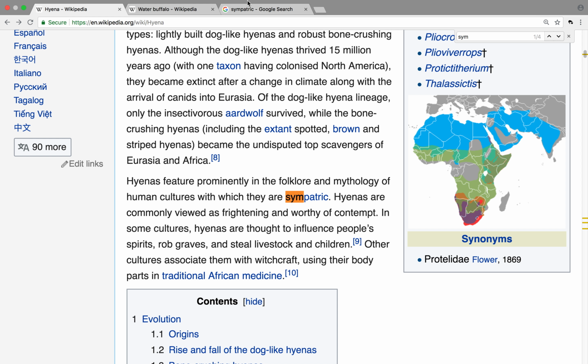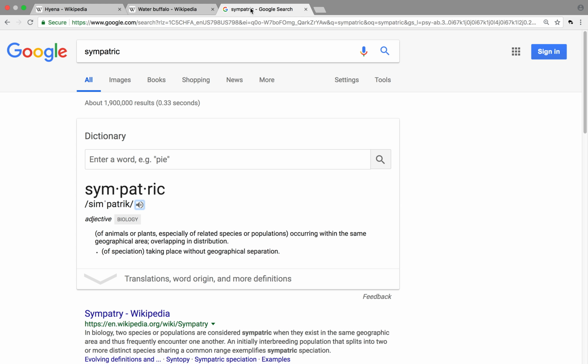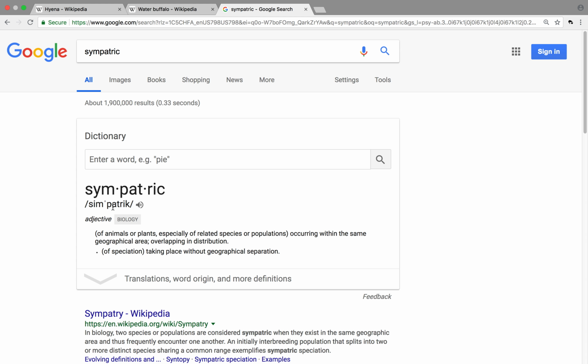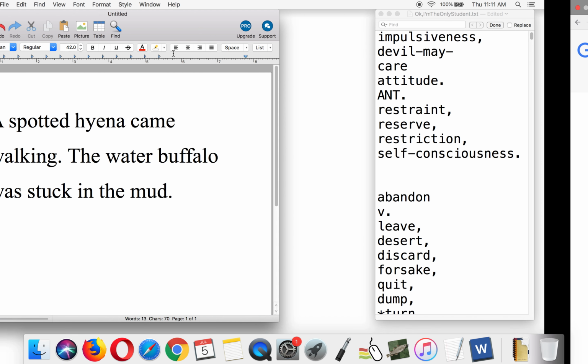Okay, so I looked up sympatric. Here's the word sympatric, see, of animals occurring within the same geographic area, developing or overlapping in distribution, okay, as compared with allopatric, see, in separate, non-overlapping geographic areas. So we're going to use that word sympatric. So let's go back and type it in.